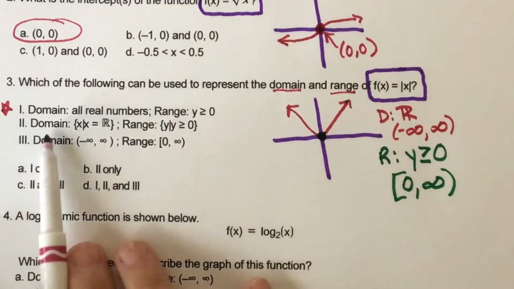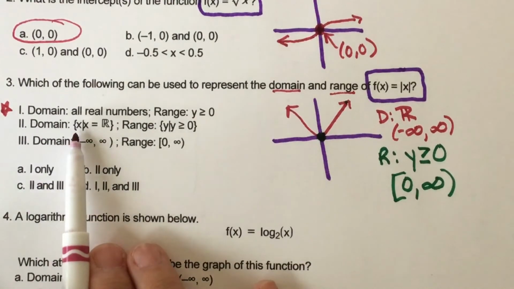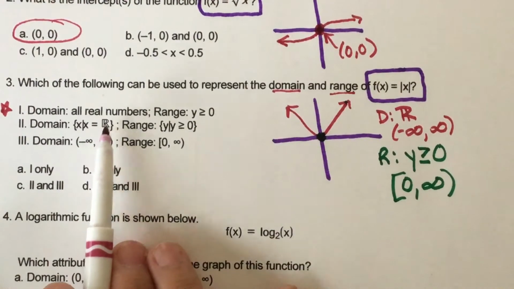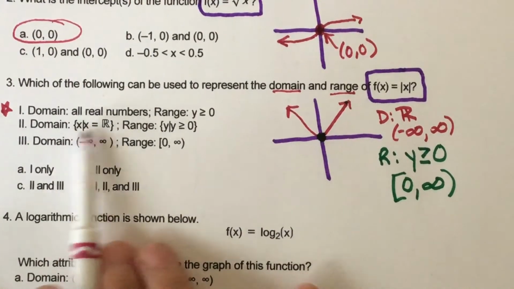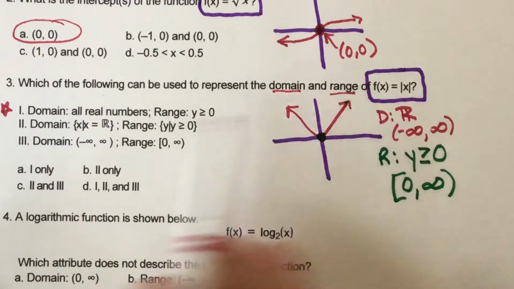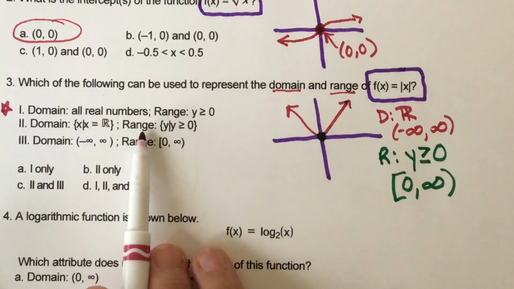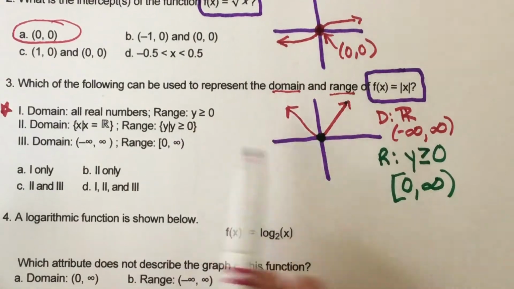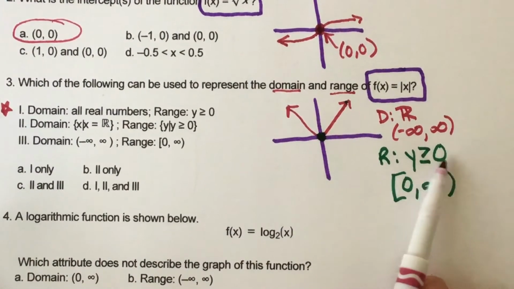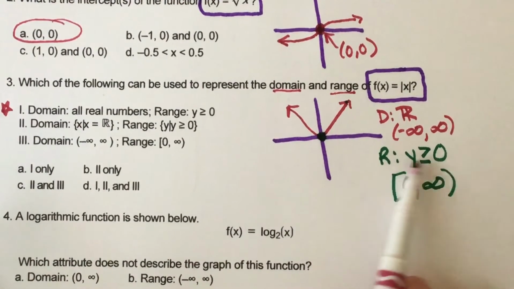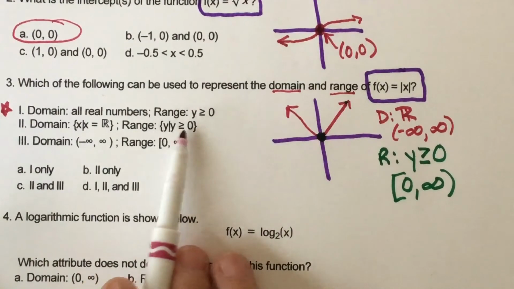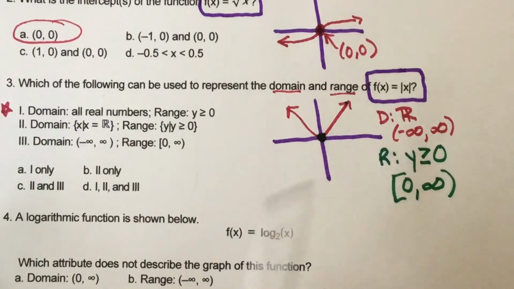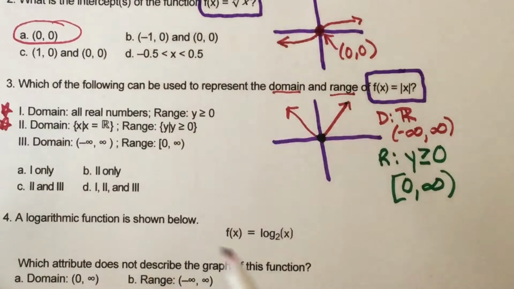Let's look at number two. Domain says x such that x is an element of all real numbers. Okay, this is a really fancy way of saying all real numbers. So that is true. Range says y such that y is greater than or equal to zero. Well, that's the same thing as this. It's just that this is called inequality notation, whereas this is called set builder notation. So this statement and this statement are just like that. So number two is true.